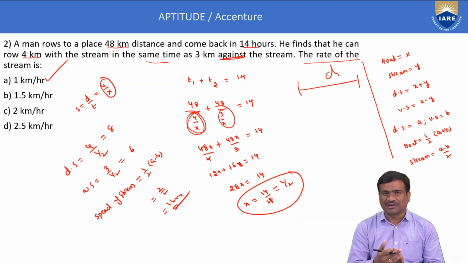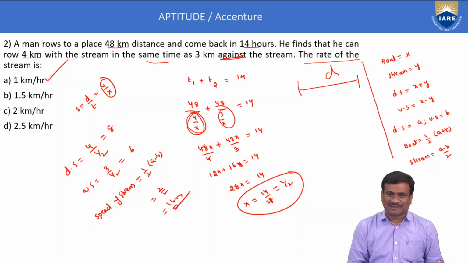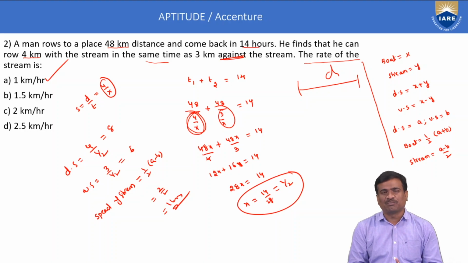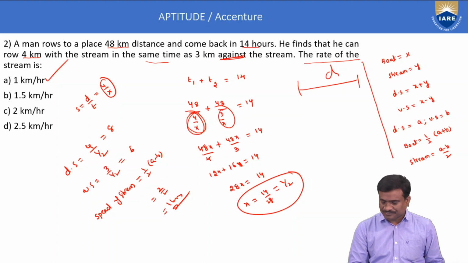Very, very important, 1 mark only, boat and stream application. And also important in time, distance and speed, relative speed. These two are very, very important for Accenture company. In Paper 1, I think the question belongs to only relative speed application. Paper 3, boat and stream application.